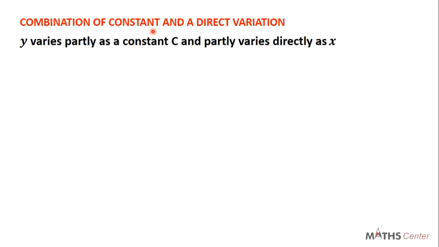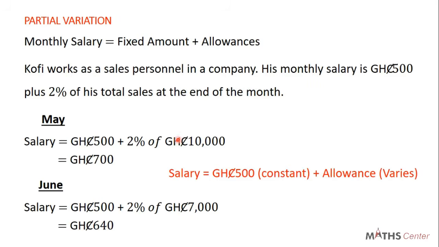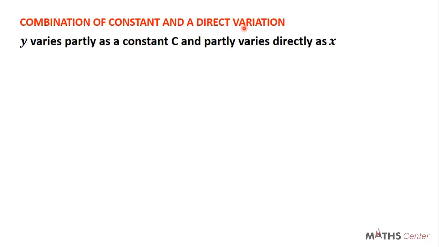The first case is when you have a constant, and the part that keeps on changing is a direct variation. Now let's consider this statement: y varies partly as a constant c and partly varies directly as x.